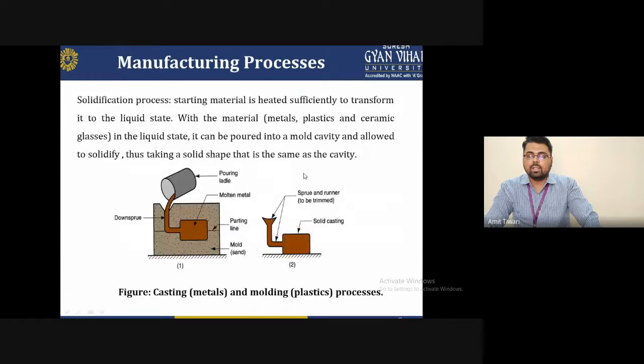Now, in the case of manufacturing processes, I can say casting is the most important. Casting and molding are generally very popular nowadays for manufacturing any product. And just remember that this is an introduction section, so I'm just giving some information about what casting is.